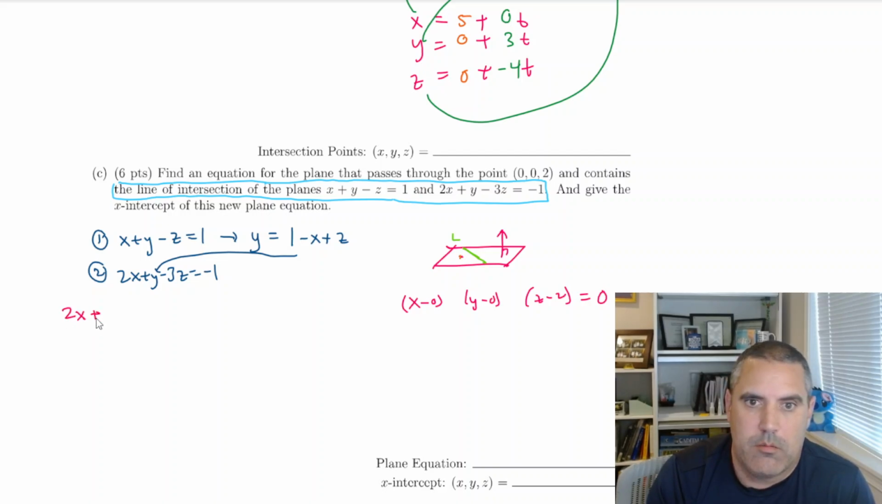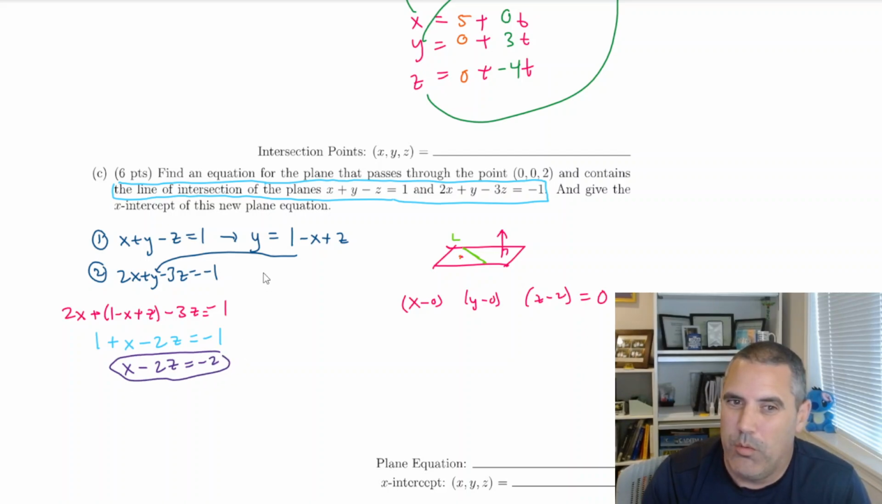Meaning 2x plus 1 minus x plus z minus 3z is equal to negative 1. The goal of that is to simplify this into a form that I can guess the answer. So I'm going to drop the parentheses. I'm going to get 1 plus x minus 2z is negative 1. And so that means x minus 2z is negative 2.